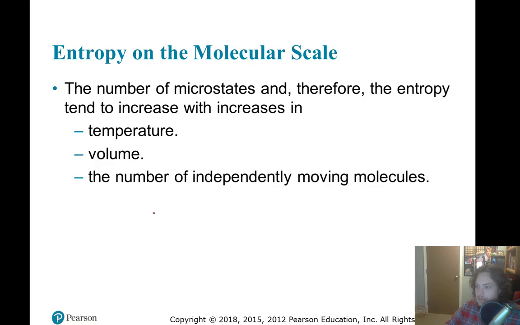Okay, so the entropy tends to increase with these three things as they increase. When temperature increases, your entropy increases. When volume increases, your entropy increases. And when the pure number of independently moving molecules increases, your entropy also increases. All right, and what's really handy is the converse is also true. If one of those decreases, your entropy also tends to decrease.